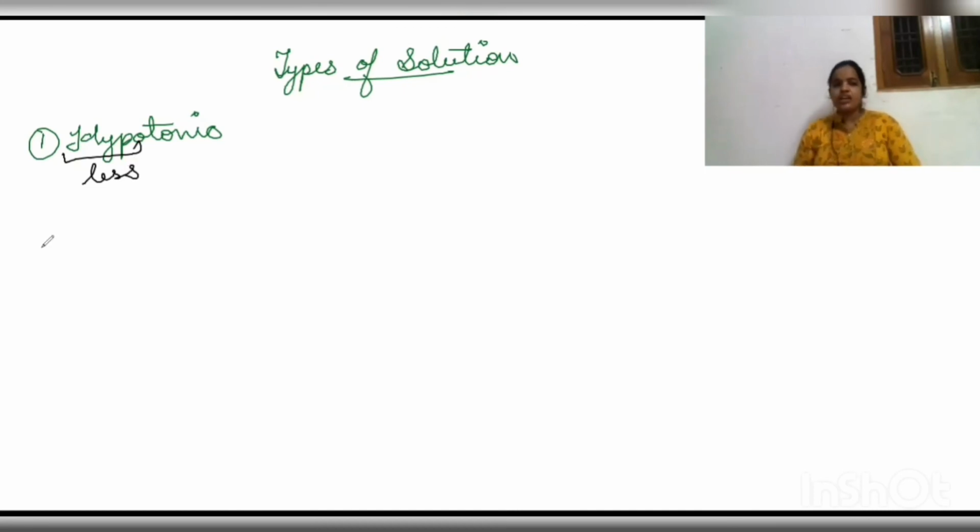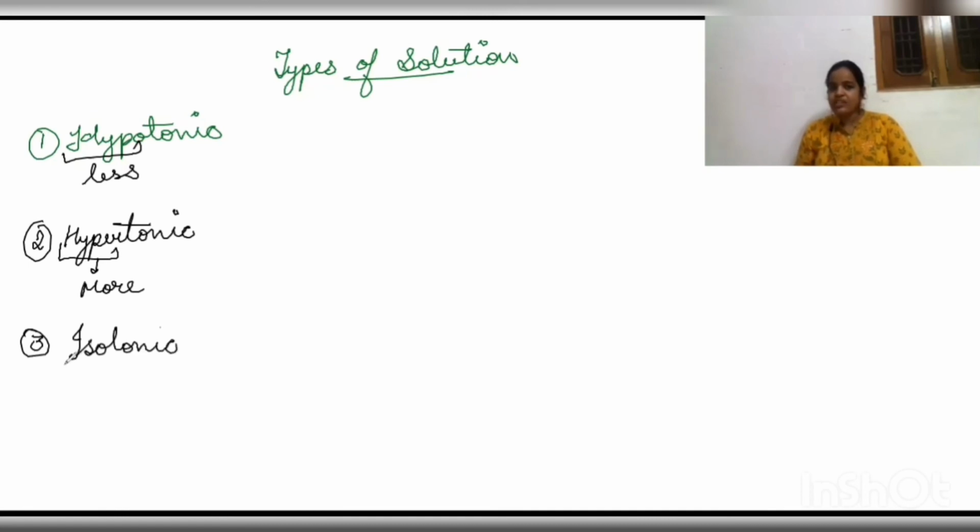Next we have number 2, hypertonic. Hypertonic means the solution which has high concentration as compared to the solution or cell sap in which it is placed. This is the word hyper, which means more. Next, type number 3, that is isotonic. Iso means same. So when the concentration of two solutions is the same, then we call them isotonic.